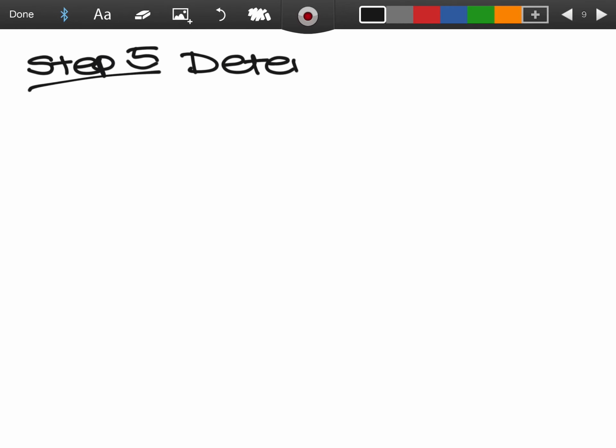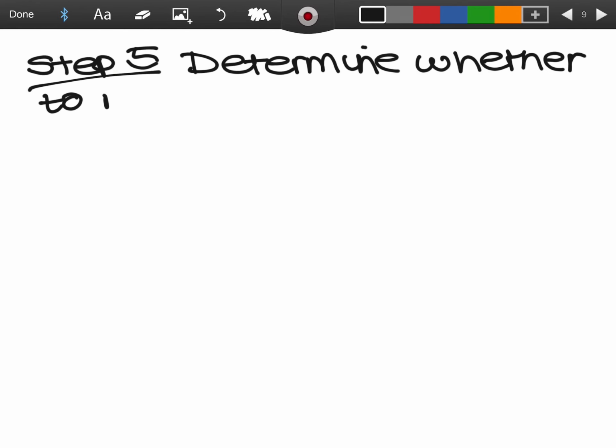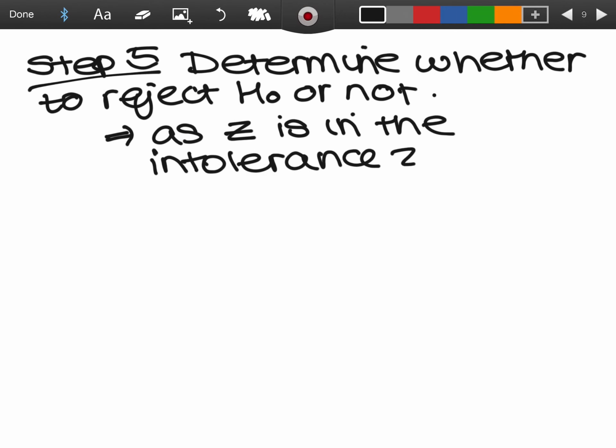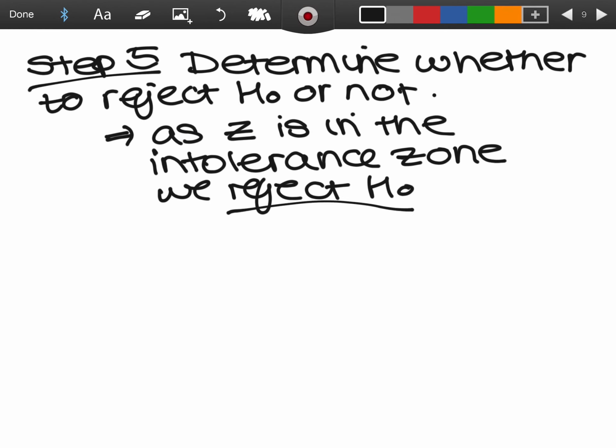So in step 5, where we determine whether to reject or fail to reject our null hypothesis, because the test statistic falls in that intolerance zone, in that 1% where we want to reject our null hypothesis, that means we're going to reject H0.